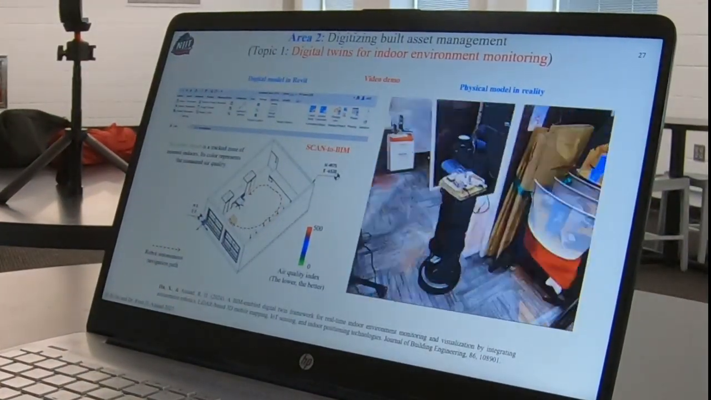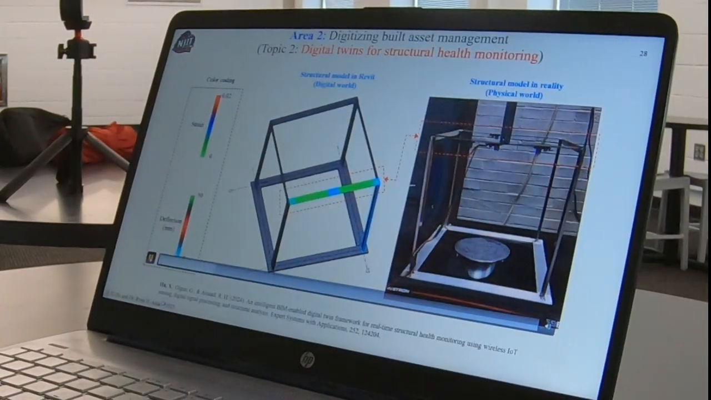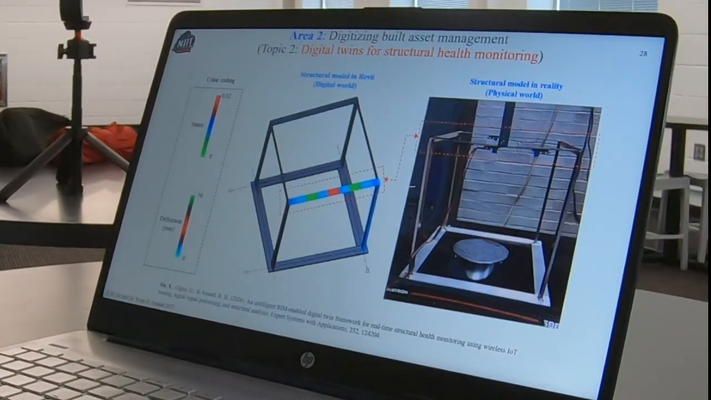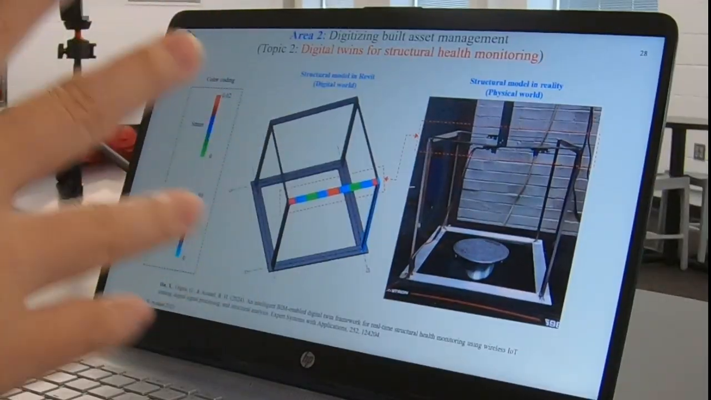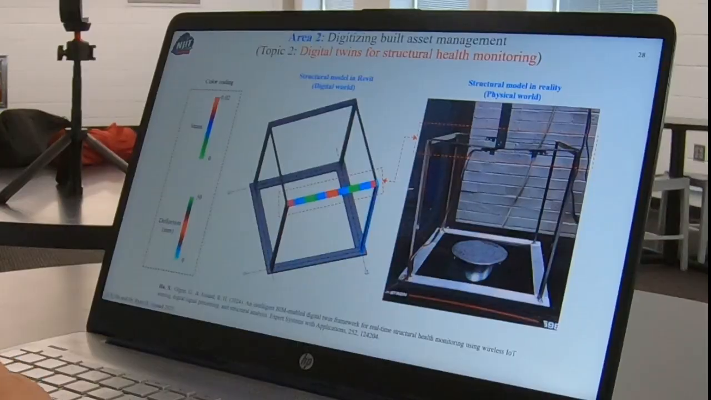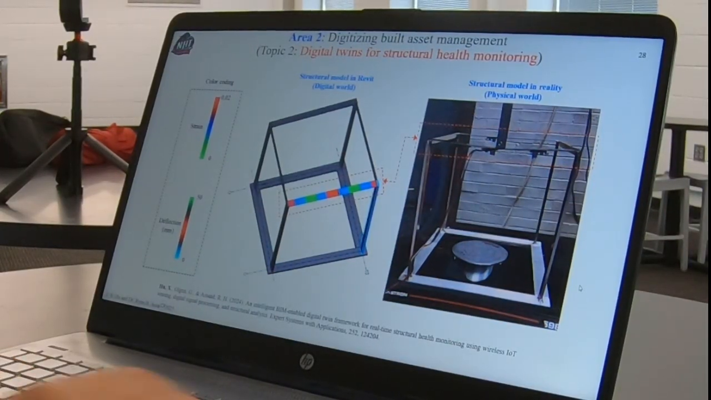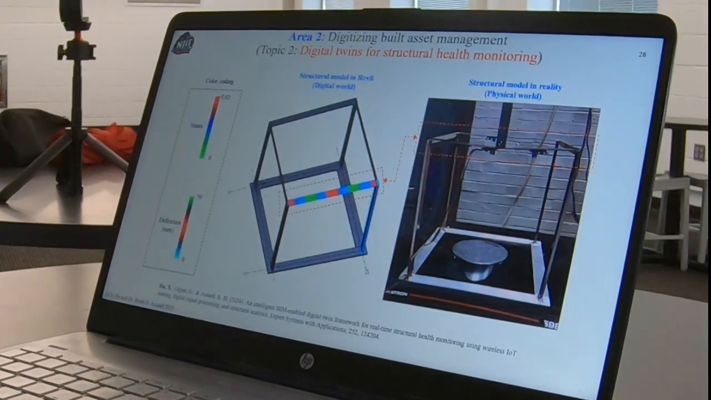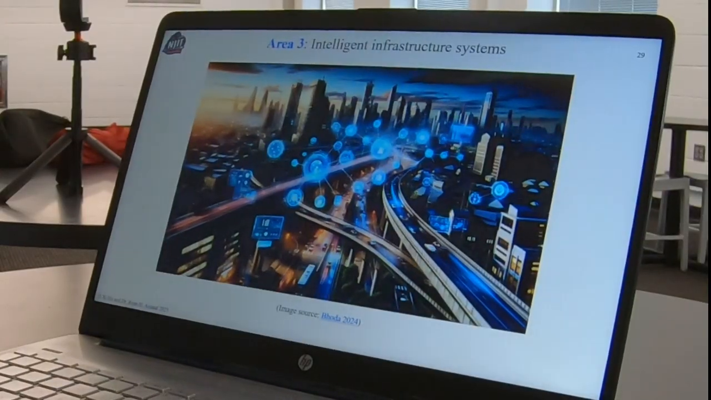And then another one is for structural health monitoring, particularly focusing on monitoring structural behaviors like deformation and deflection when a load is applied on any component of the structure. But this is just a prototype. In the future we're considering scaling up this project and trying to test this technology in a real project.